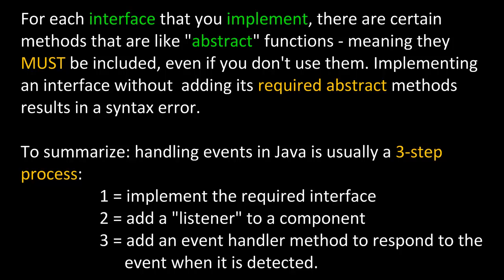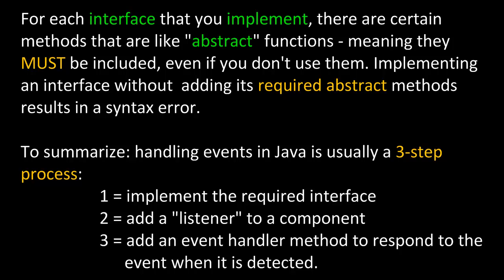When creating a class in Java, you can code a function as abstract. When you do this, you simply prototype it and you define it later in a subclass that extends or inherits from its parent object as a superclass. So for instance, if I had the function explode and I made it abstract in Starship, and then I were to have KlingonBirdOfPrey or GalaxyClassStarship inherit from that class as a parent, I would have to implement the method explode because it was abstract. Otherwise it would result in a syntax error. Well, for each interface that you implement, there are certain methods that are like abstract functions, meaning they must be included even if you don't use them. Implementing an interface without adding its required abstract methods results in a syntax error.